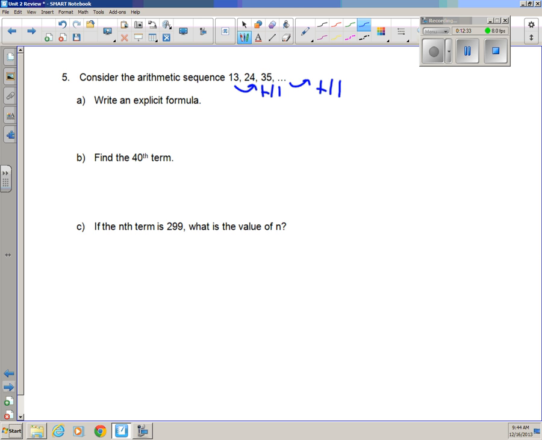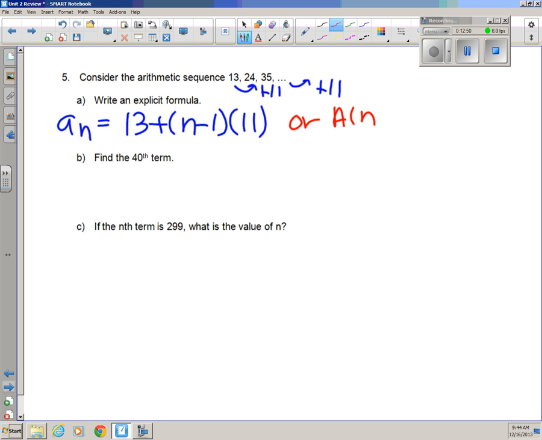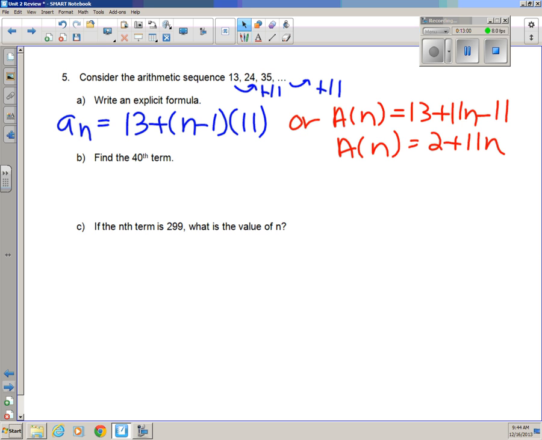If I write it this way, for any nth term, as long as I start with 13, I need one less of those common differences, of those 11s. Or I can distribute through. This one I'll actually show you the distributing part. So a of n equals 13 plus 11 times n minus 1, which is 13 plus 11n minus 11, or a of n equals 2 plus 11n. Again, either one of those is fine.